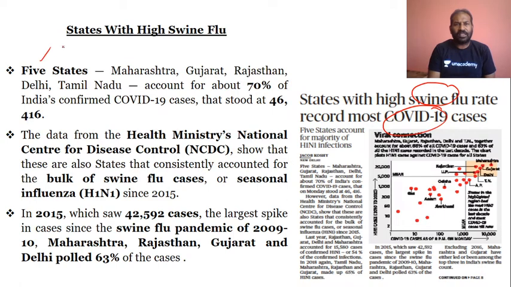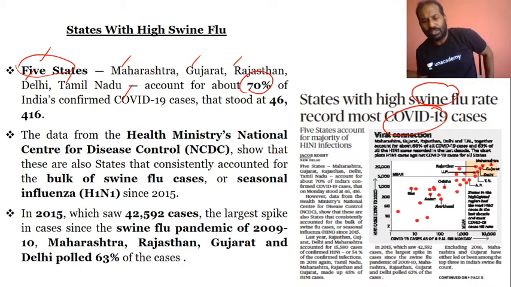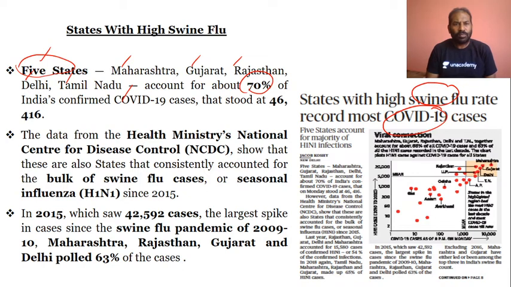The 5 states, that is Maharashtra, Gujarat, Rajasthan, Delhi and Tamil Nadu, account for almost 70% of the entire country's COVID-19 cases. The total cases are 46,416 as of now. So our focus is on these 5 states, which account for almost 70% of the total cases.